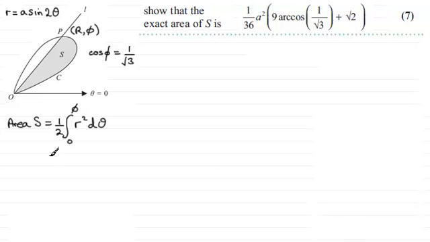So if we substitute our values in then for r, okay, we've got half then times the integral going from 0 to phi. For r squared, r, remember, was equal to a sine 2 theta, so if we square that we're going to get a squared sine squared 2 theta integrated with respect to theta.